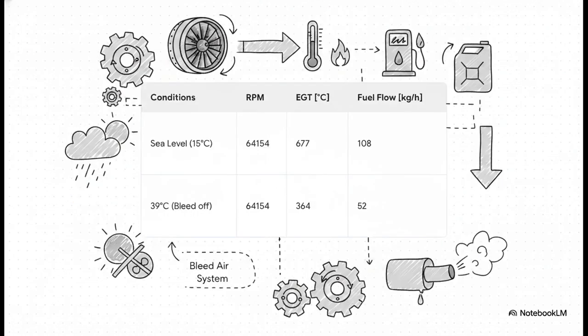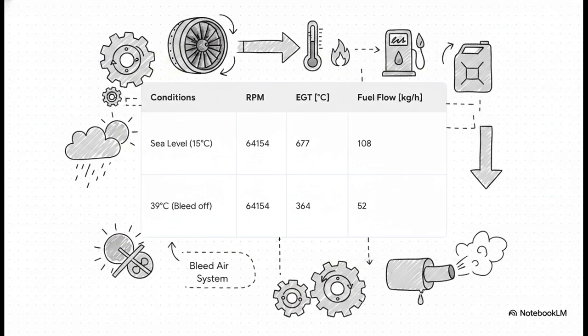Let's pull back and look at the APU performance summary data. First off, notice that the rotor speed stays completely locked in at 64,154 RPM, regardless of the conditions. But look at how the demands on the system change the other numbers. On a standard 15 degrees Celsius day at sea level with bleed air flowing, the exhaust gas temperature, or EGT, sits at 677 degrees, burning 108 kilograms of fuel per hour.